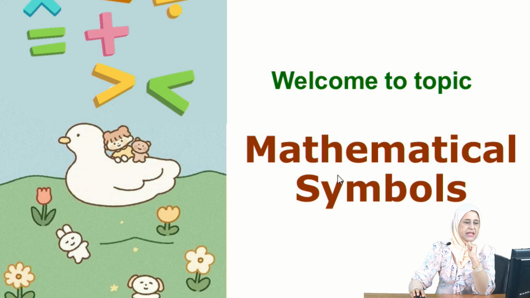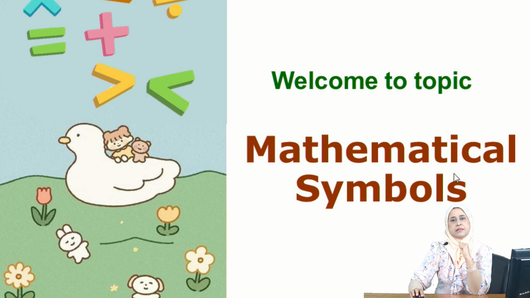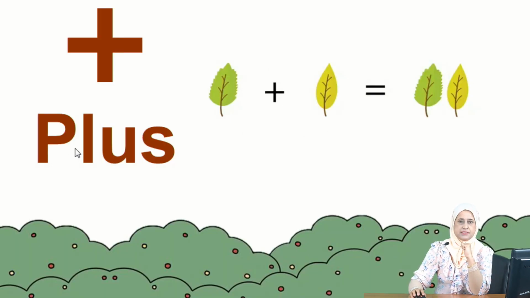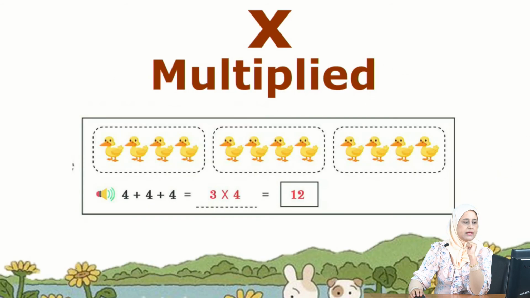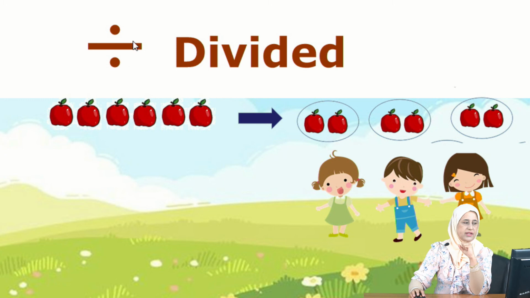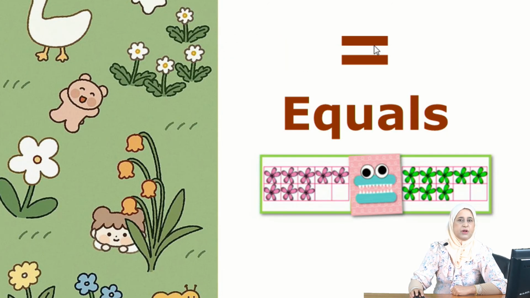Here we go. Mathematical symbols, okay? Plus. What is this? Plus. The next one, minus. What is this? Minus. One more time, minus. The next one, multiply. The symbol is multiply. What is this? Multiply. And the next one, divide. What is the symbol? Divide. And the next one, equal. What is the symbol? Equal. What is this? Equal.